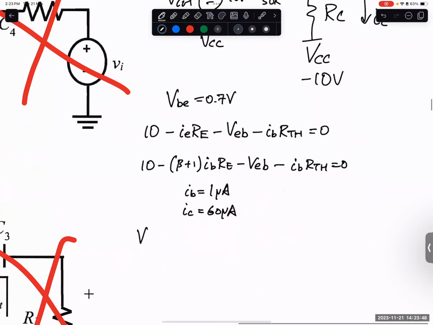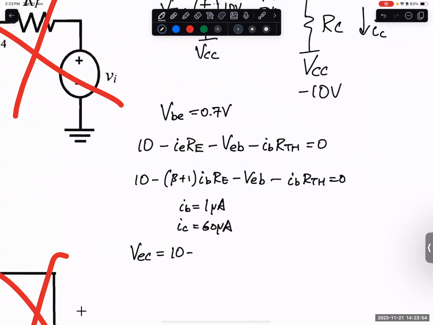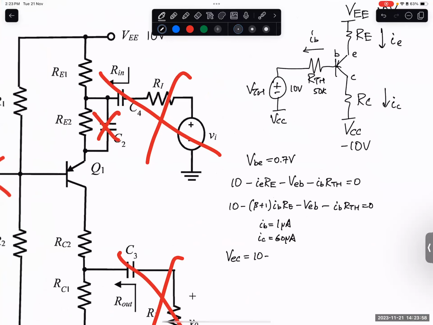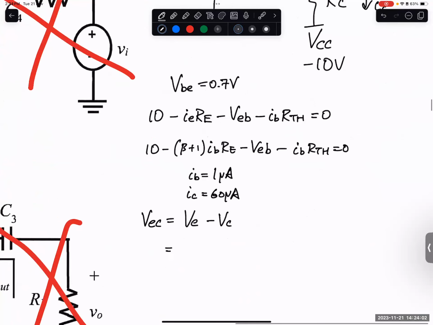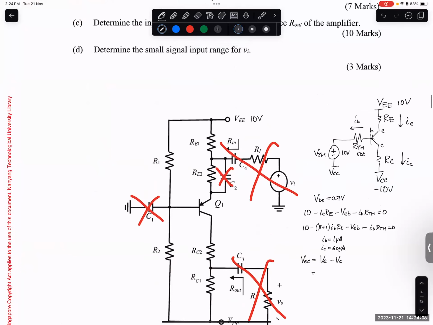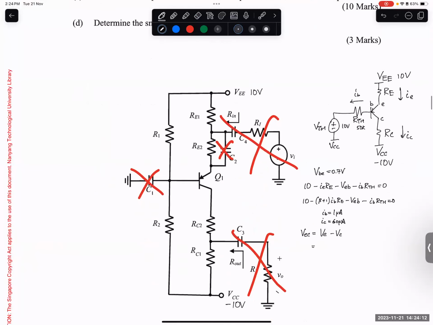IB is 1 micro, and IC. VEC equals 10 minus... maybe I'll just do that first. VE minus VC, correct? Do we need to find ID? No, we need to find IC and VEC. Remember, these are the two important points. IC and VEC.